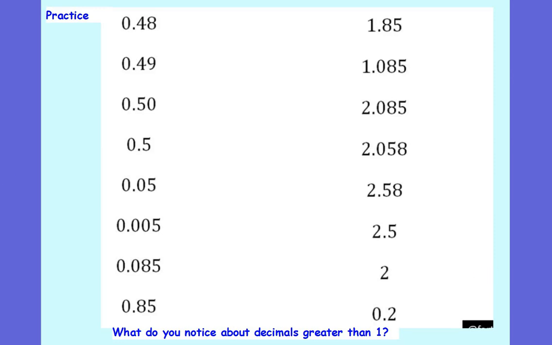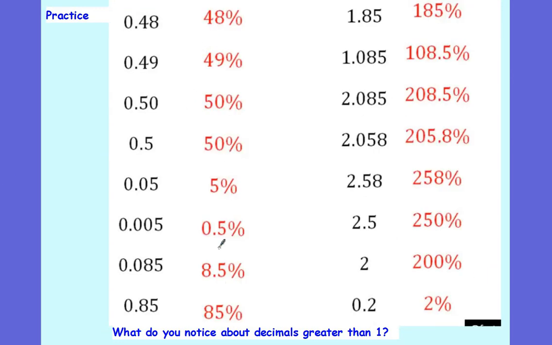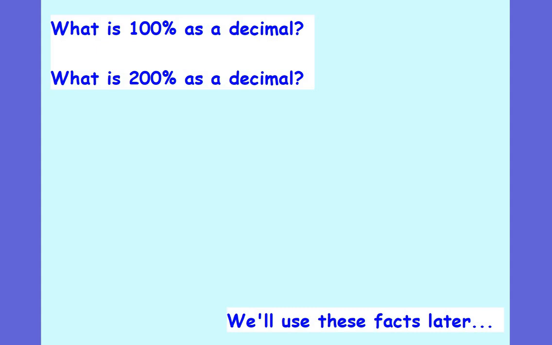Okay, let's go through some answers. Here are the answers to the ones on the left hand side. You shouldn't have had too many problems with those. So all the ones with a decimal with 1 point something or 2 point something give us a percentage that's greater than 100%. And we're going to use that in the future. So what is 100% as a decimal? To convert from a percentage to a decimal, we need to just divide by 100. So 100% as a decimal is just 1.0.